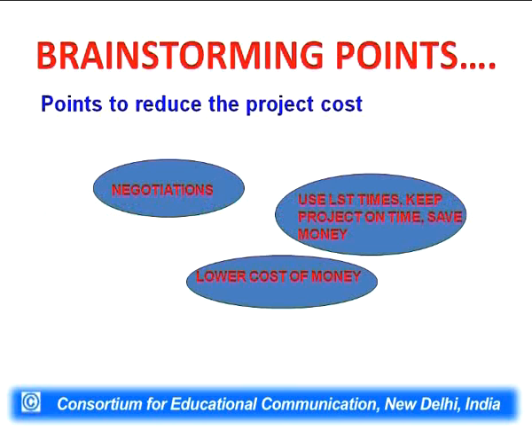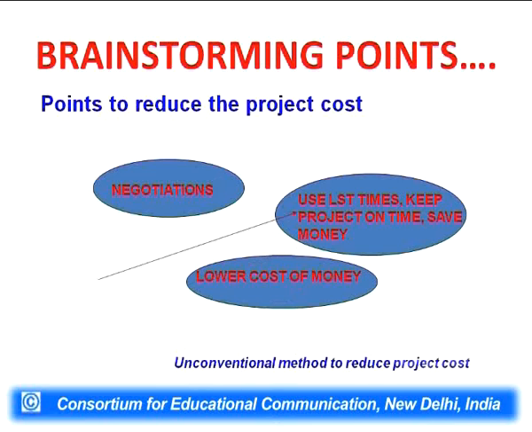This statement tells us there are two times of starting a particular activity. One is early start time and the next is late start time. Use late start time so that you save on the interest part, and that saving will be in addition to the negotiation saving and the lower cost of money. The unconventional method to reduce project cost is to use LST times, keep project on time, save money.